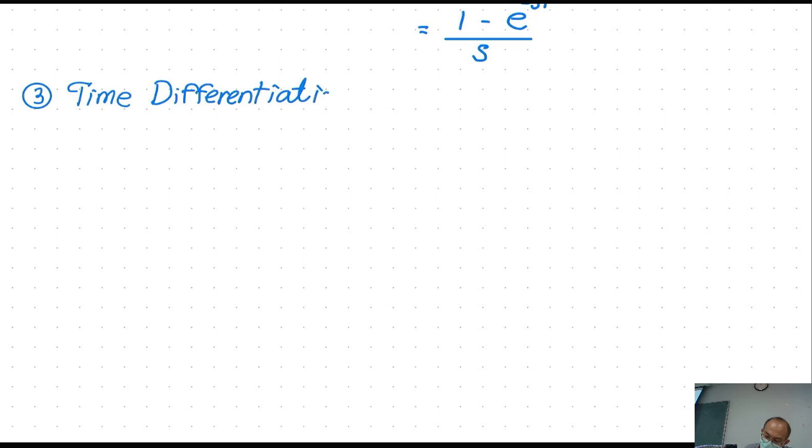By the way, we will not be proving these properties. We don't have enough time to prove these properties.